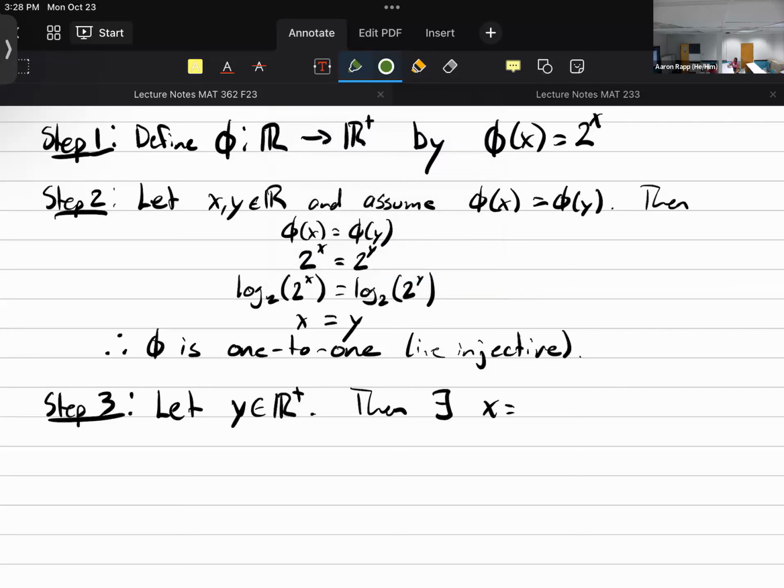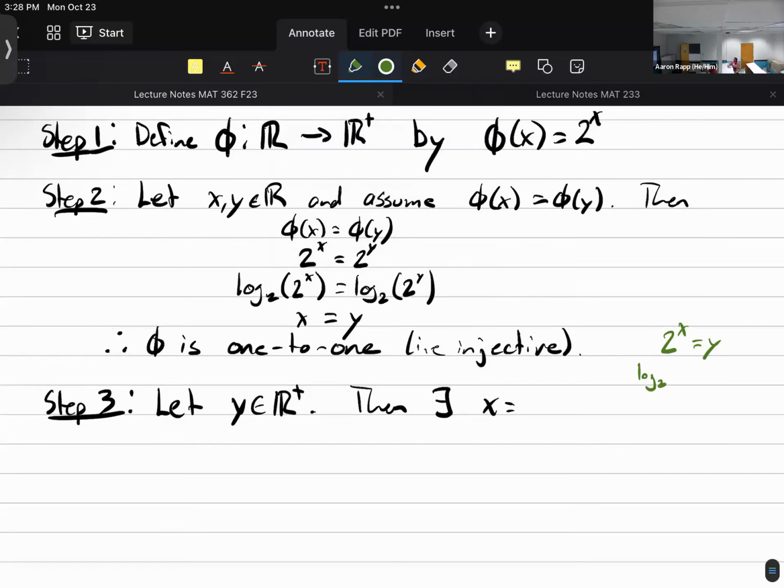Well, if you don't know, you can always use some scratch work. I need 2 to some input to be equal to y, so how do I solve for x? I'll do log base 2 of both sides, leaving me with that input, x, would be log base 2 of whatever your wanted output is, y. Will that be a real number?